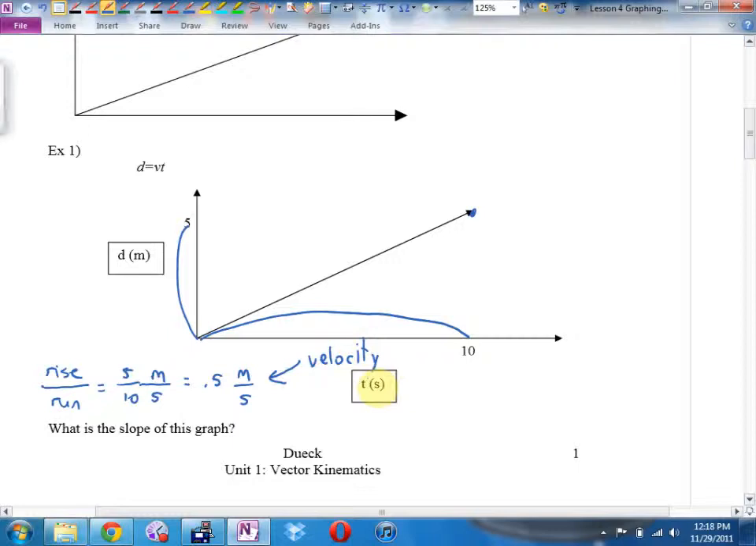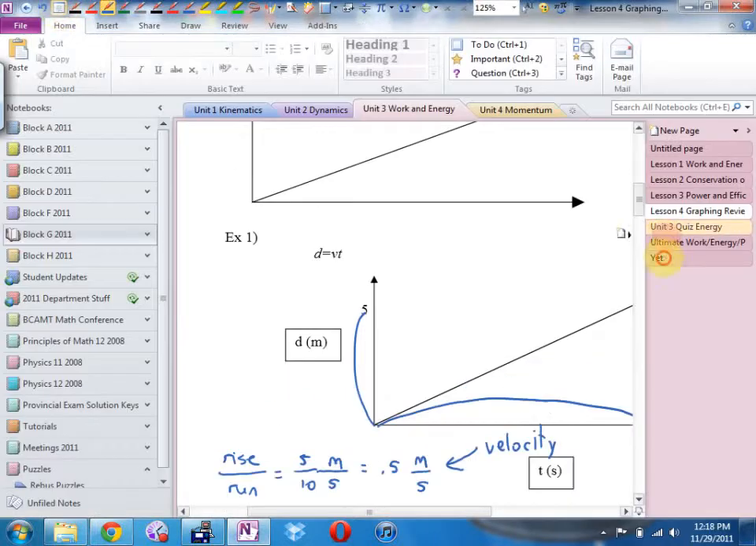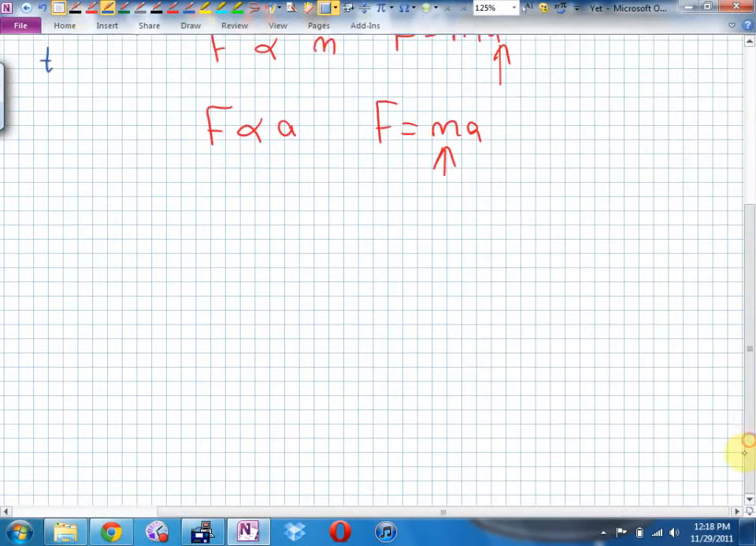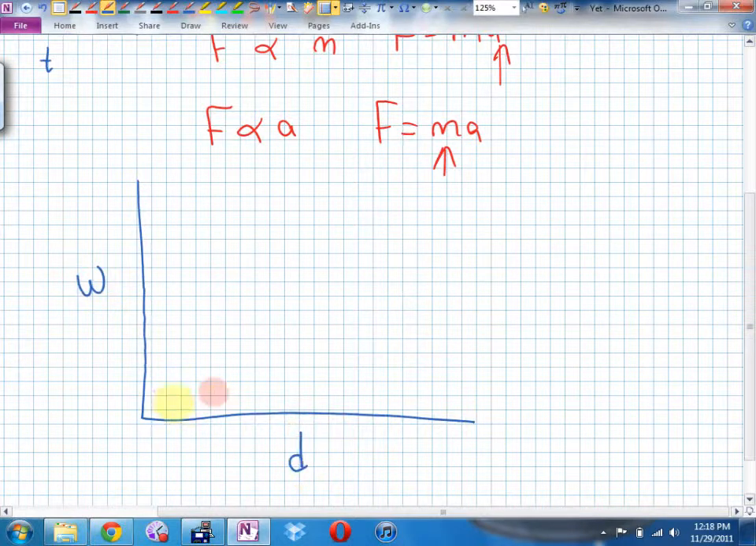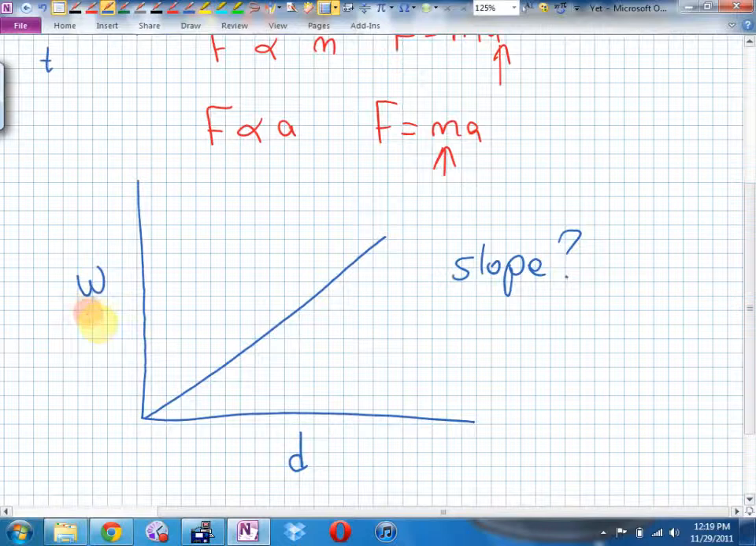For example, if they gave me a work versus distance graph, and they said, what does the slope mean? Well, what's work measured in, first of all? Joules, I would write that down. What's distance measured in? So the first thing I would say, slope is rise over run. I would say, well, it's joules per meter. Do I have memorized a unit that's joules per meter? No. Then I would move to the variables.